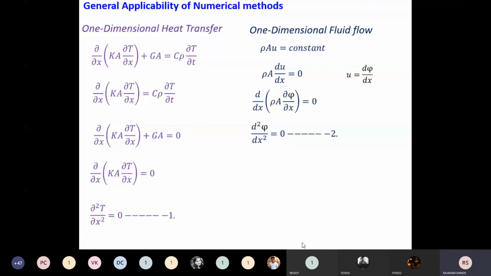Yes, sir. Have you got these equations? These are not new for you. Yes, sir. We have studied. Yes. Now, next. Phi is a velocity potential, and u is equal to d phi by dx. It is a velocity potential. It is one equation in the fluid mechanics.